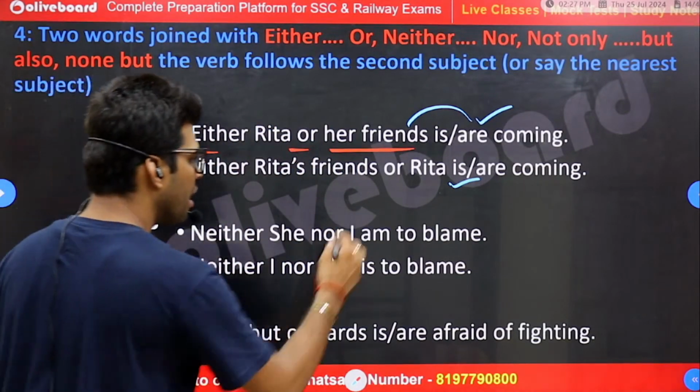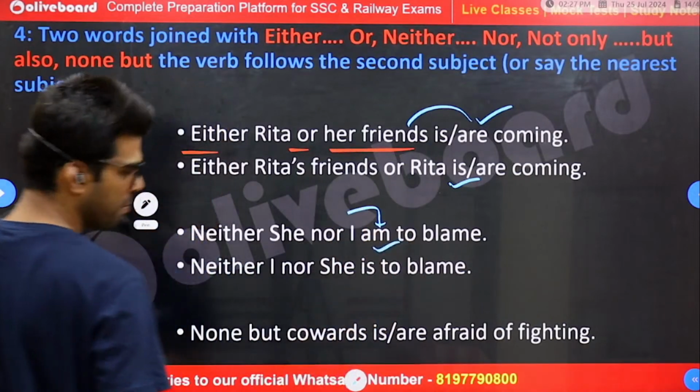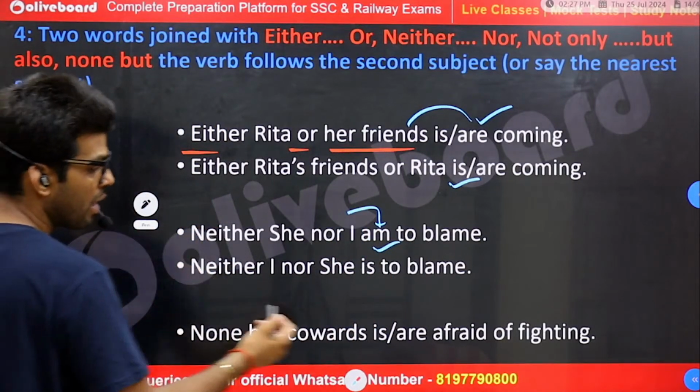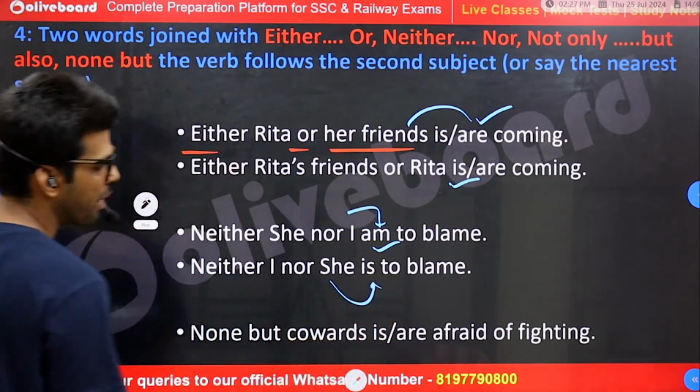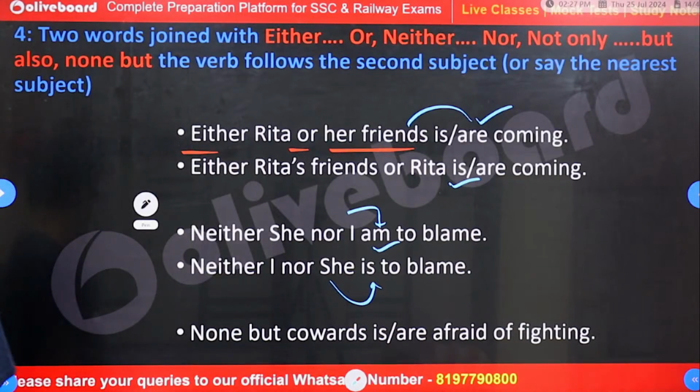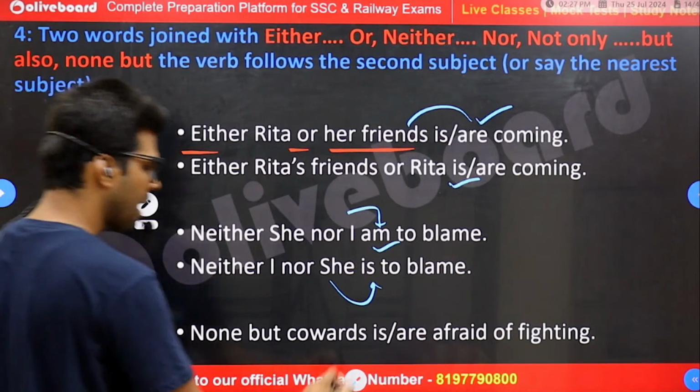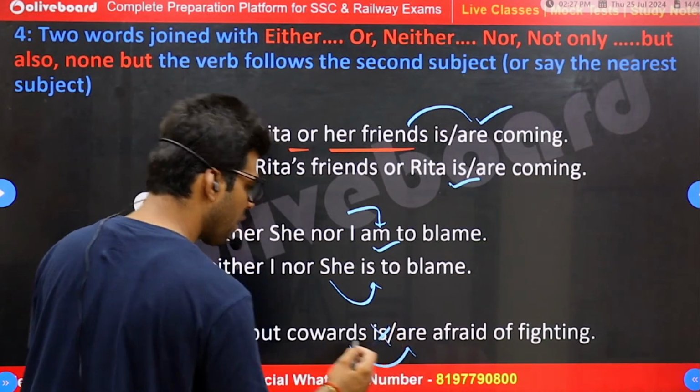Neither she nor I am to blame. Neither I nor she is to blame, as per the nearest word. None but cowards are afraid of fighting.